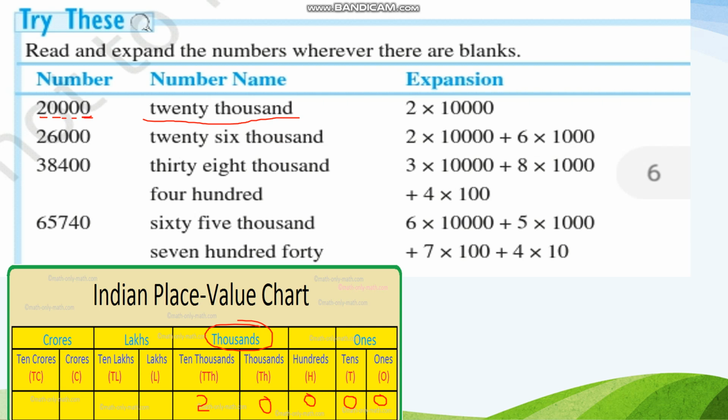And how to expand this number? The digit 2 is in the 10,000s place. So 2 into 10,000 is the expansion. The rest of the places are 0, that's why we are not writing them here. Otherwise we can write 2 into 10,000 plus 0 into 1000 plus 0 into 100 plus 0 into 10 plus 0 into 1. All the other places are 0, that's why we are writing only 2 into 10,000 here.